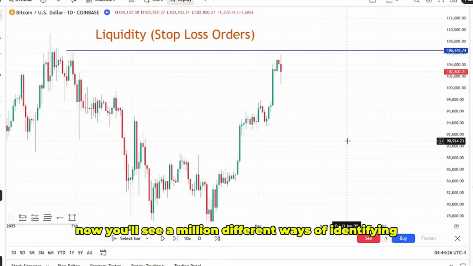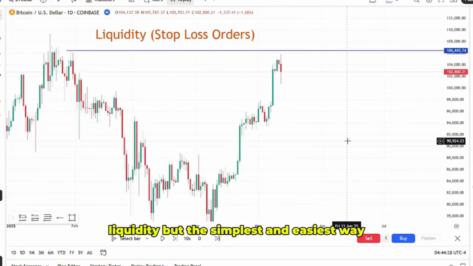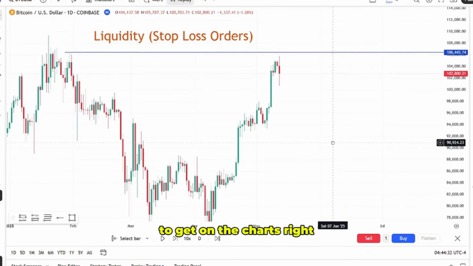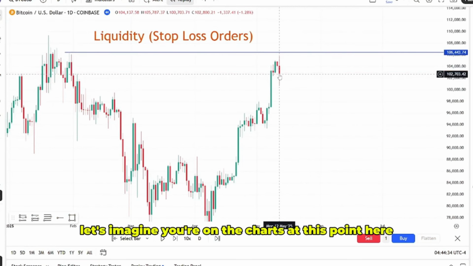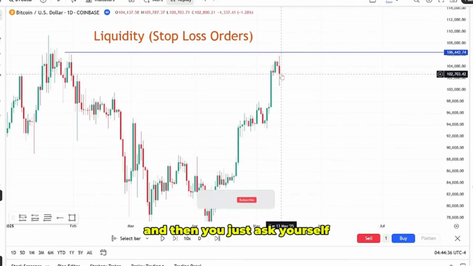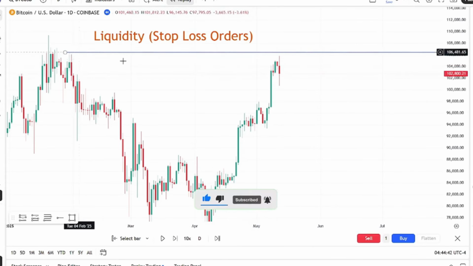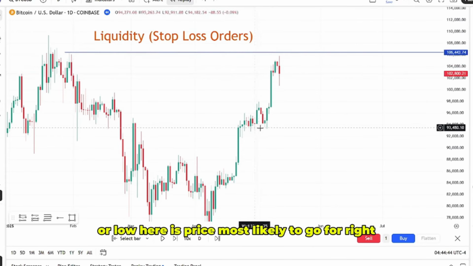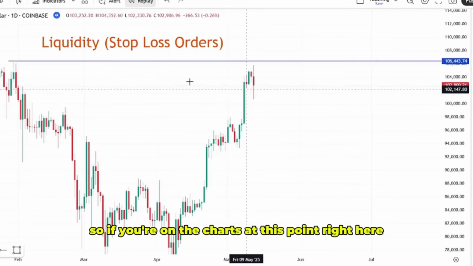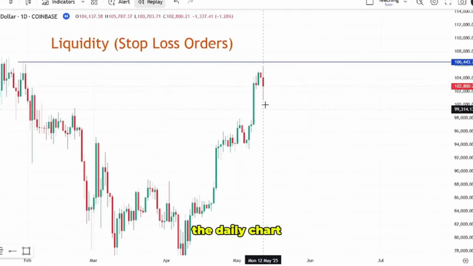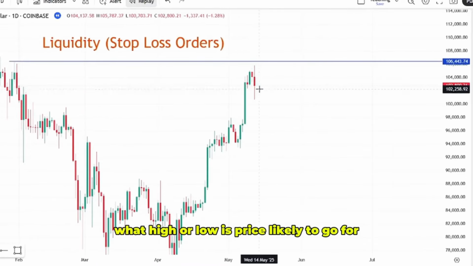Now, you'll see a million different ways of identifying liquidity, but the simplest and easiest way that I literally give my private students is to get on the charts, right? So let's imagine you're on the charts at this point here, and then you just ask yourself which major high or low is price likely to go for, right? Which major high or low here is price most likely to go for, right? So if you're on the charts at this point right here, and then you click the daily chart, what high or low is price likely to go for?